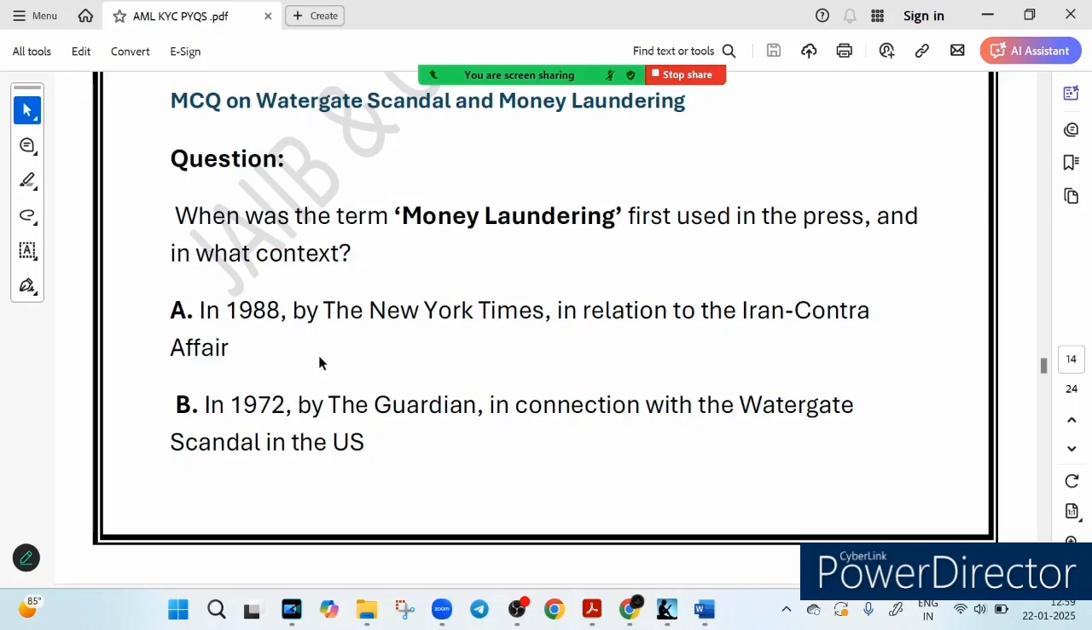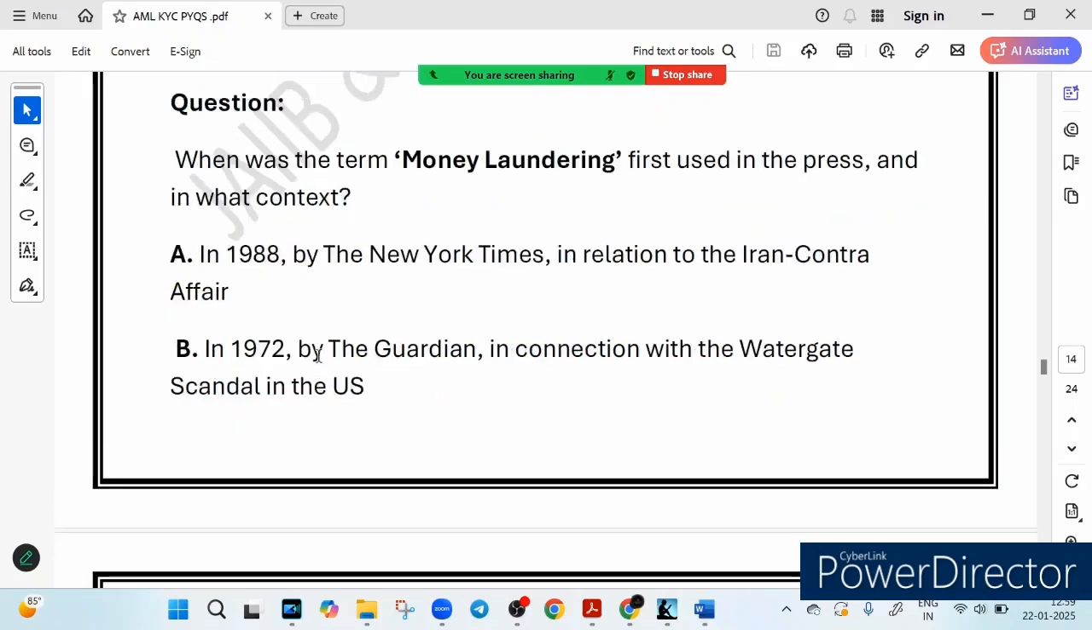Let's look at the question based on this. So we have the question here. Let's go through the options. Option A says in 1988 by the New York Times in relation to the Iran-Contra affair. No. While the term money laundering was used in the 1980s, it wasn't first used in 1988. It is certainly not in connection with the Iran-Contra affair. So option A is wrong.